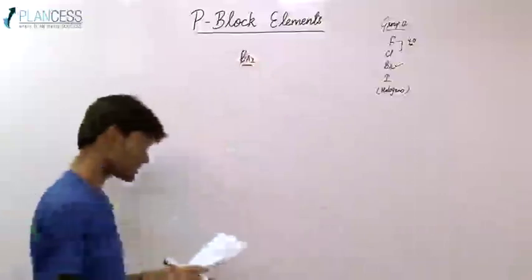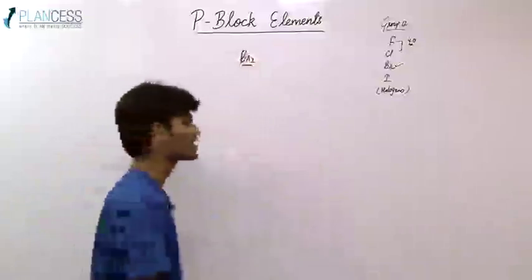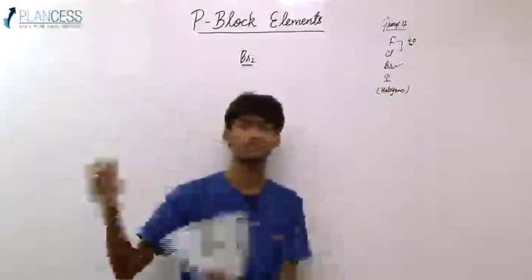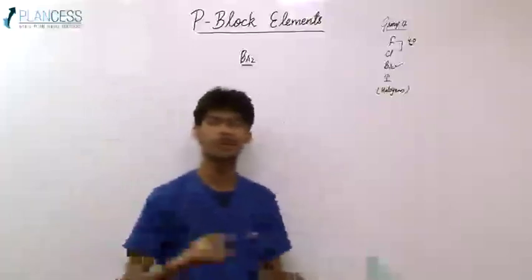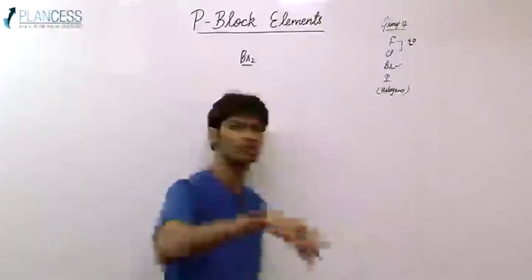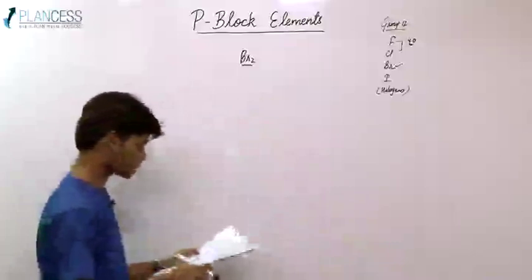As far as its preparation is concerned, it is the same as that of chlorine gas. It is reacted with H2SO4 in the presence of MnO2: Br minus gets oxidized to Br2, and MnO2 is reduced to Mn plus 2. The same applies for bromine also.